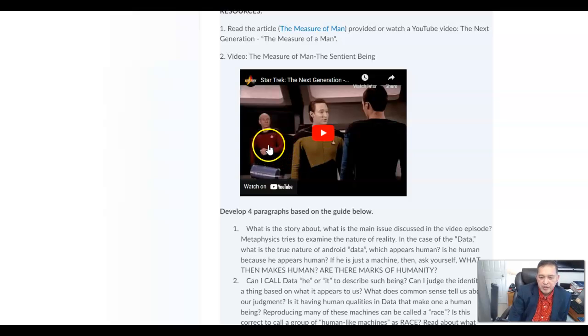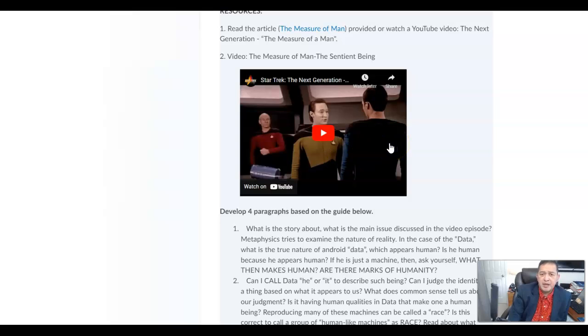Now, that is supported by Picard. Because for Picard, we must treat Data like any human being who has intelligence, consciousness, and self-awareness. And so, what must be done here?